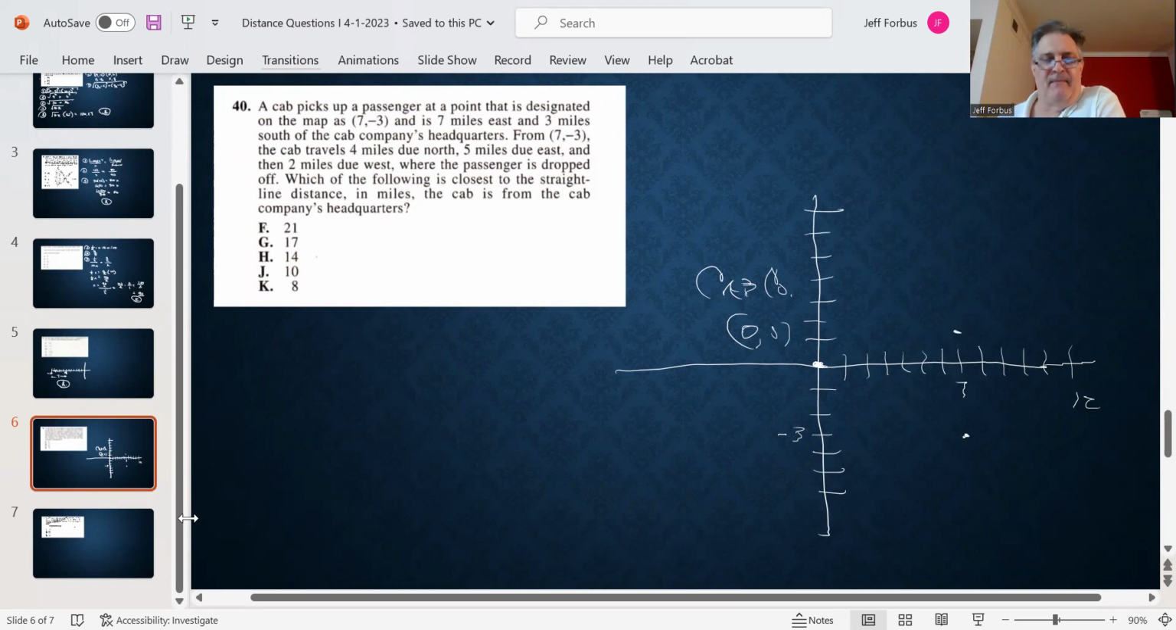Then it says 5 miles due east. So 7 and 5 is 12. So we're going to end up over here at 12, 1. And then it goes on to say 2 miles due west. So we're going to go back 2 miles west, and we're going to end up at 10, 1, right here.